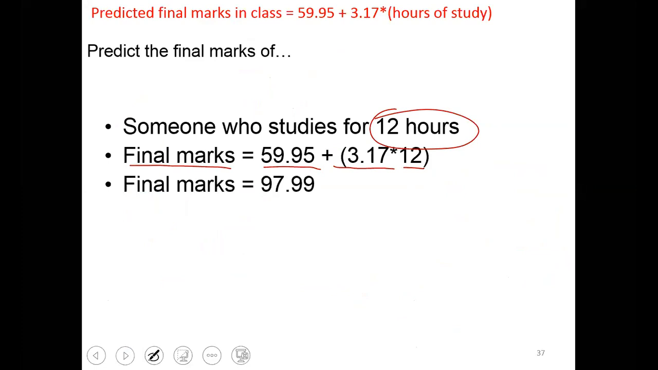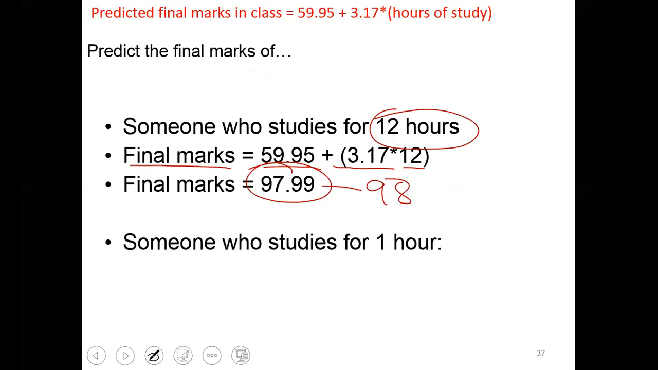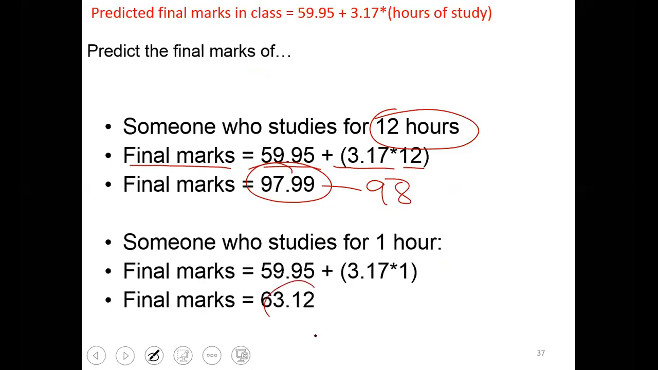So that final answer is he or she can get almost 98 marks by studying hard, right? As an example, 12 hours per week. Similarly, if someone studies for 1 hour per week, still can get some marks like this. This is for a particular subject, not for my subject.